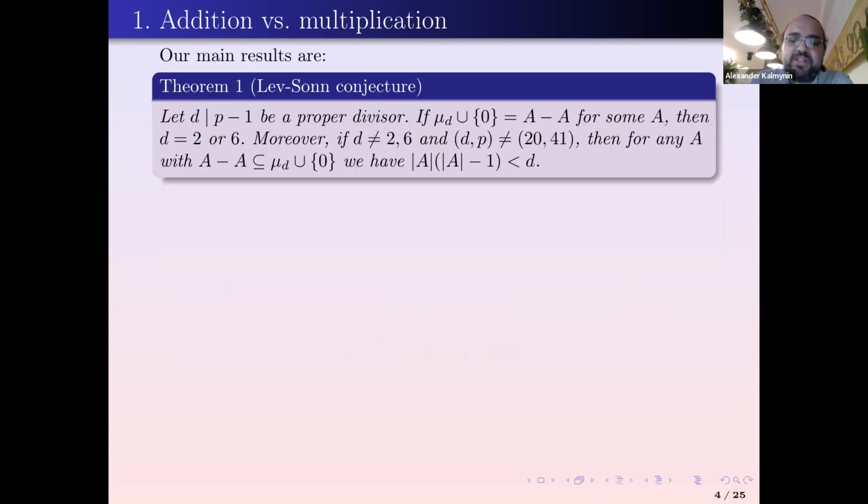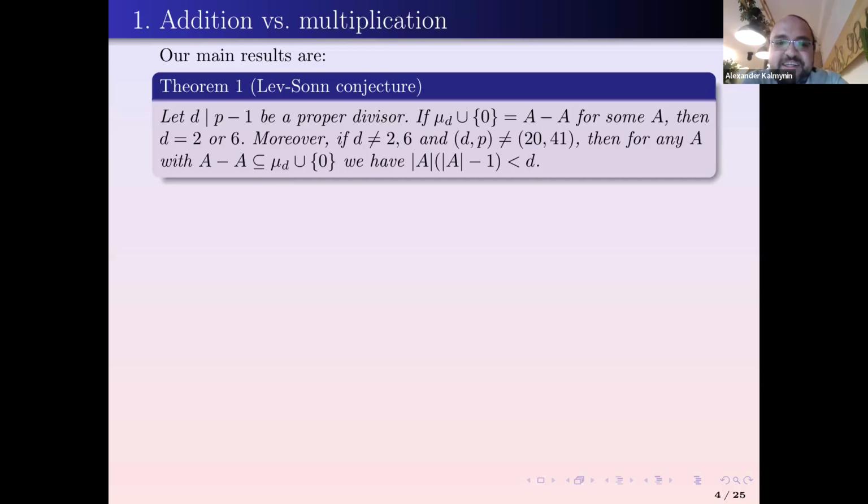Okay, so the main results are as follows. Suppose D is a proper divisor of P minus 1, and suppose that our subgroup together with 0 is a difference of some sets. Then D is either 2 or 6.